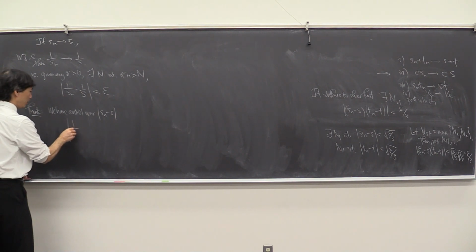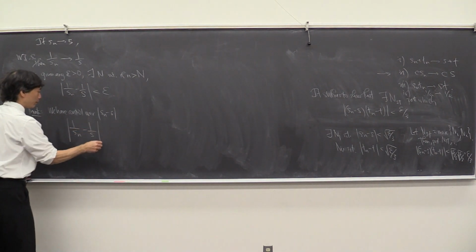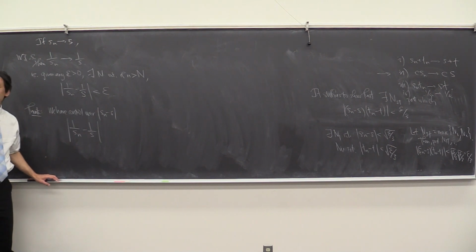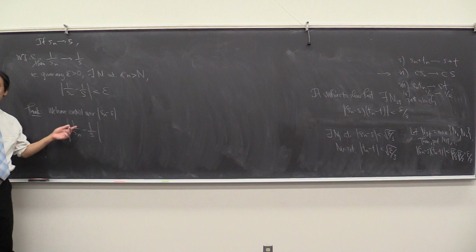And anybody see how we can work in an Sn minus S into this thing? Right now we've got 1 over Sn minus 1 over S. Does anybody see an Sn minus S in here?